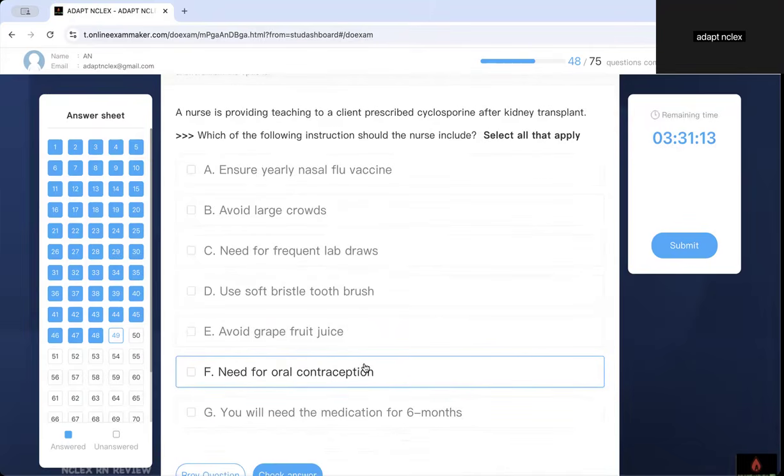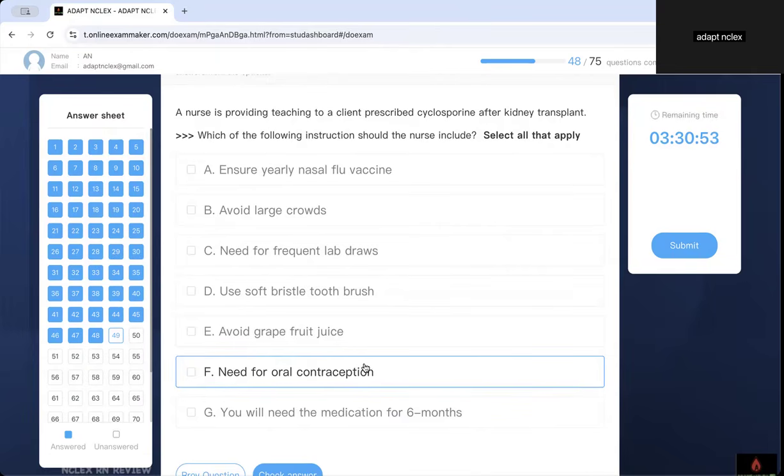And next is providing teaching to a client prescribed cyclosporin after kidney transplant. You see what I told you? I give you the medication and what it is used for. So it has kidney transplant. I give you cyclosporin. That means it's immunosuppression. I know what immunosuppression does to you.